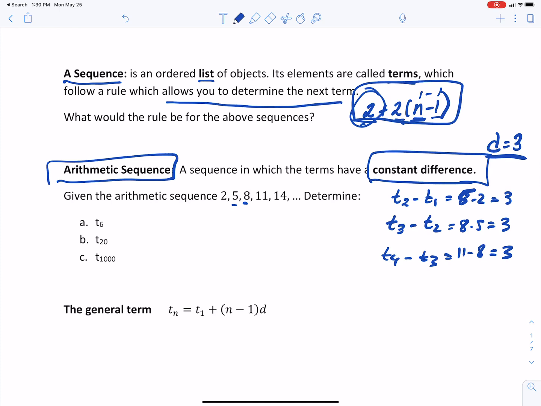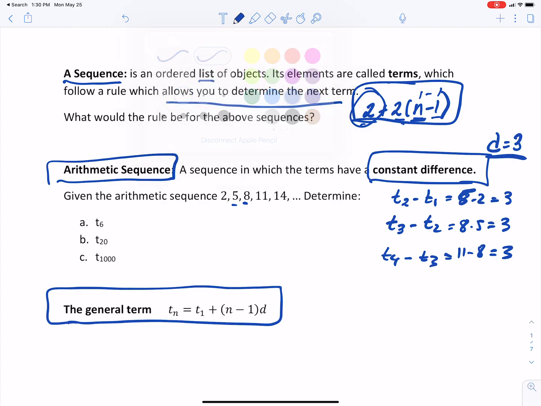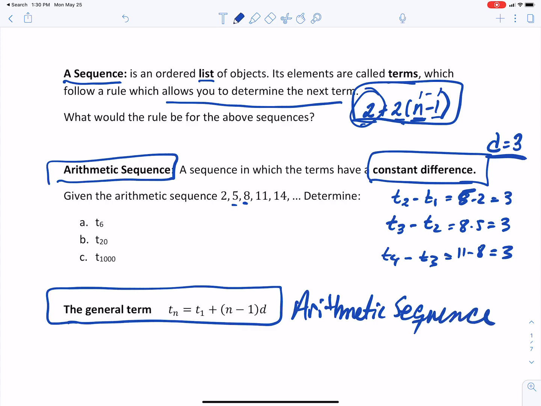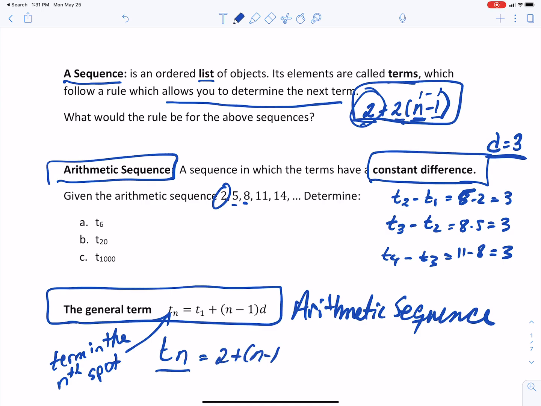And so I'm going to use this rule down here, which we call the general term for an arithmetic sequence. So the nth term, the term in position n, so that's what it means. Right here, Tn is the term in the nth spot. So first, second, third spot, or whatever, is term 1, which I can see is 2, plus n minus 1, that part doesn't change, times d, which is 3.